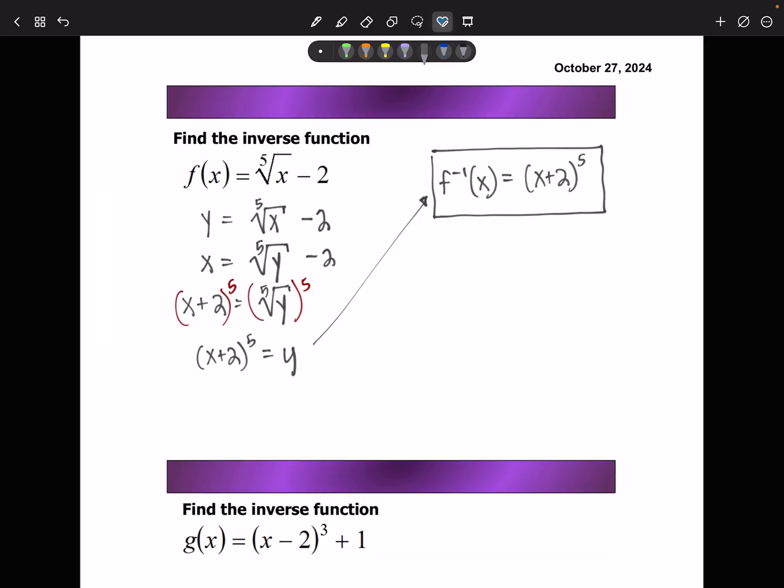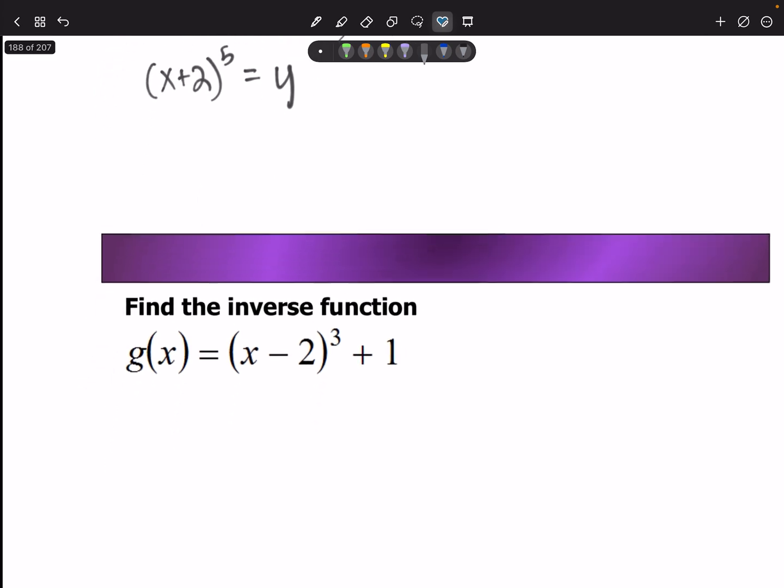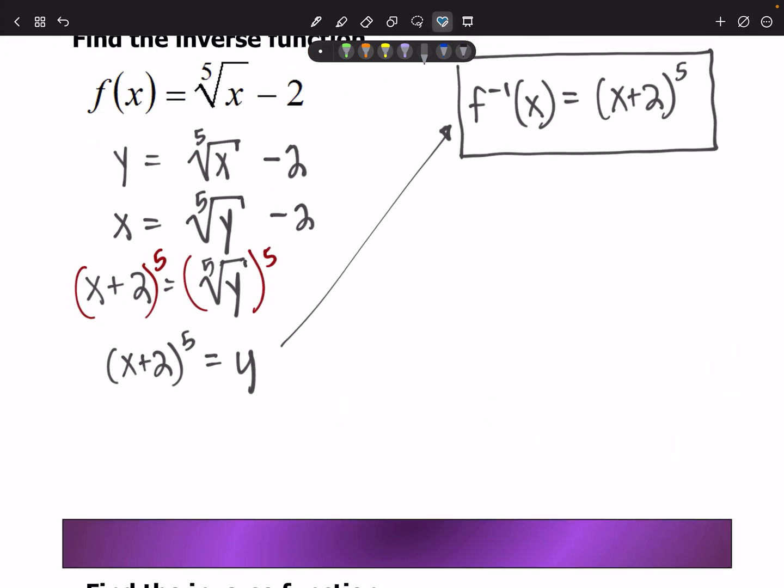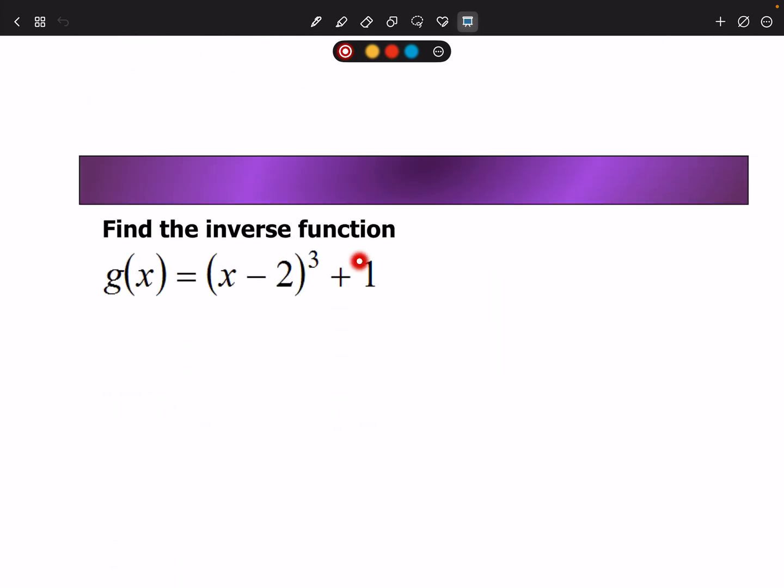So hopefully you got that. If not, maybe you can give this one a try. Same idea as the last one. This last one, we had this minus 2 on the outside, so we had to move that over before we raised both sides to the 5th power. On this one, we'll probably have something similar where we'll have to subtract 1 over before we take the cubed root of both sides. So press pause and see if you can try this one.